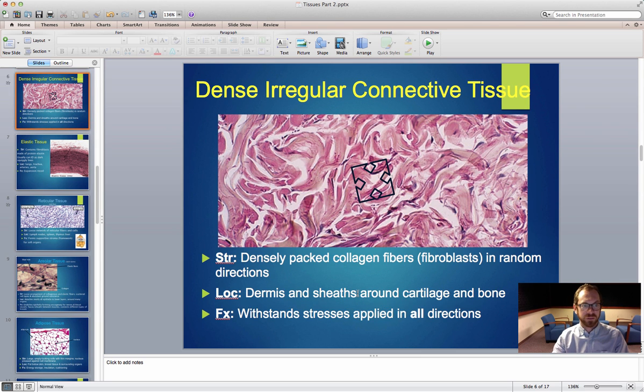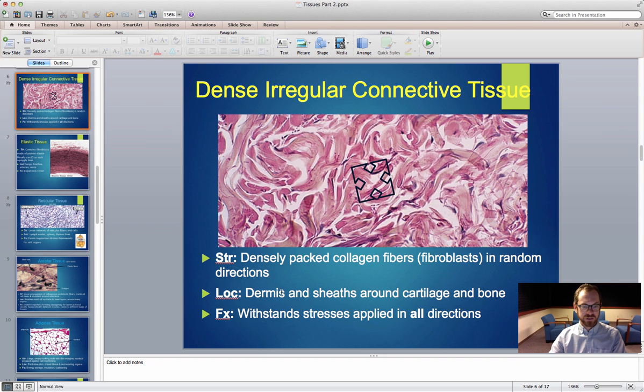Let's compare that tissue to our dense irregular connective tissue. And again, right off the bat, let's just look at these fibers. This is very different from our dense regular connective tissue in that there's really no obvious orientation of these fibers. It's pretty haphazard. These fibers are all randomly arranged. And so the structure is densely packed collagen fibers in random directions.